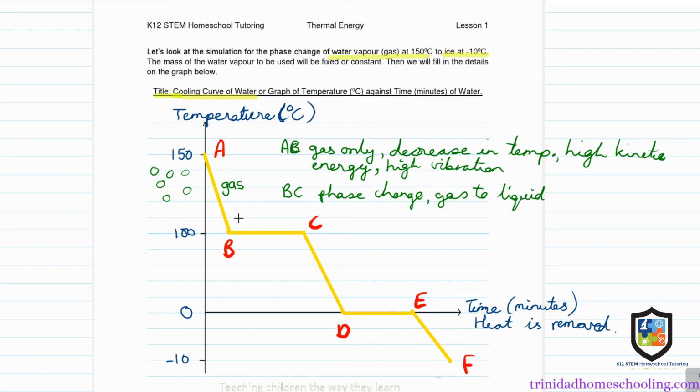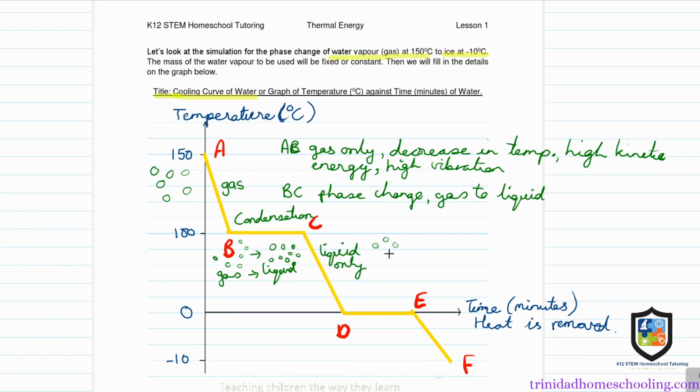And recall here, what did we see on our simulation? What was here called? Condensation. Okay, condensation was happening here. And here we are taking the gas molecules spread far apart and we're bringing them back a little closer together to form liquid water molecules. And here is gas and liquid at the same time at BC.